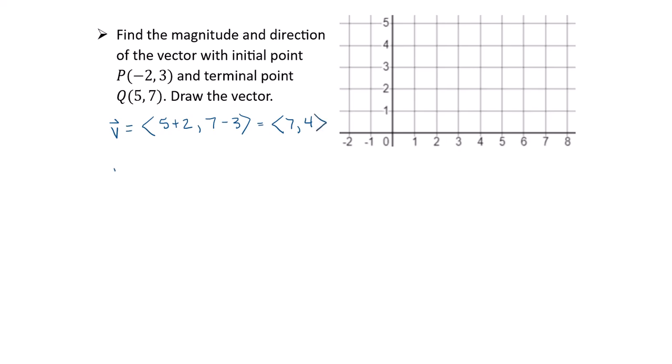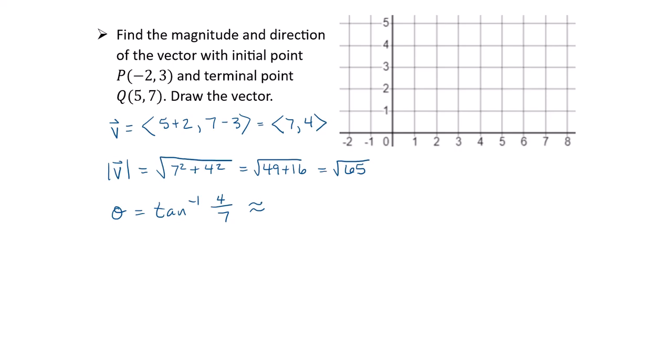Now I need to find my magnitude. So my magnitude is the square root of 7 squared plus 4 squared. So the square root of 49 plus 16, which is the square root of 65. My theta is going to be the inverse tangent of my b over my a.